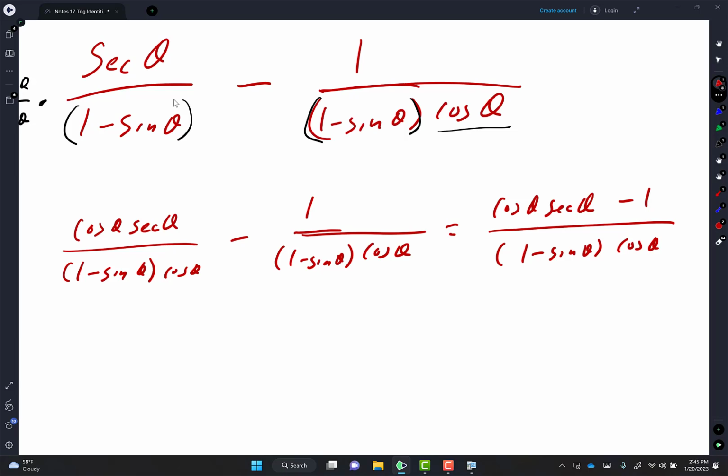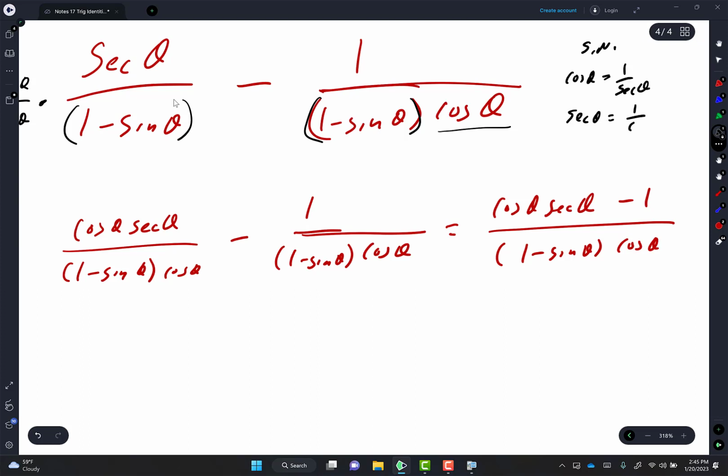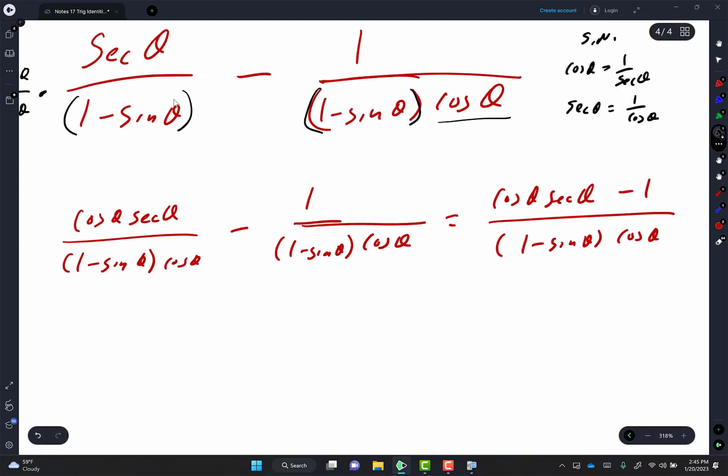Cosine and secant are reciprocals of each other. So let me write what that means in a side note. Side note: cosine theta is 1 over secant, and secant theta is 1 over cosine. It doesn't matter which one you replace. If I replace the secant with 1 over cosine, or the cosine with 1 over secant, something's going to happen. They're going to cancel each other out, right? Do you guys see it or no?